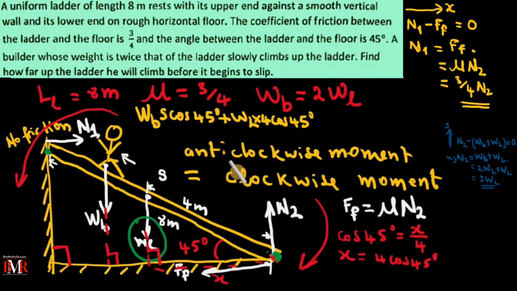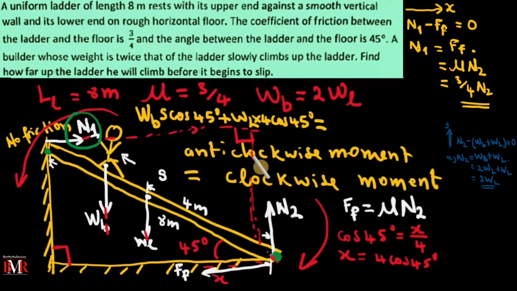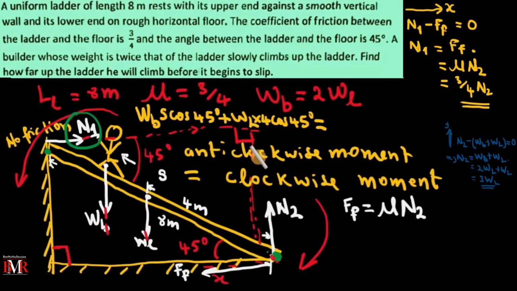So I've calculated the anti-clockwise moment, so I need to calculate the clockwise moment. The clockwise moment is in the opposite direction. N1 is the only force acting in the clockwise direction. I need to calculate the perpendicular distance from N1 to the turning point. This angle is 45, so this angle here should also be 45 degrees, since they are alternate angles. Now, to get this side, I need to apply the trig ratio again.